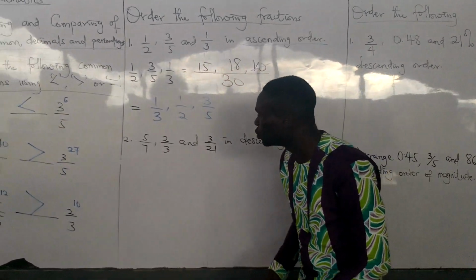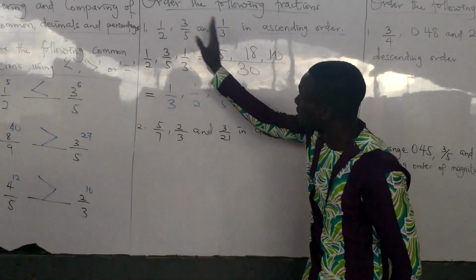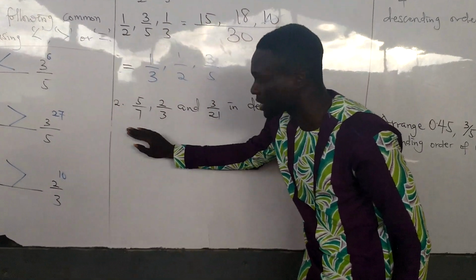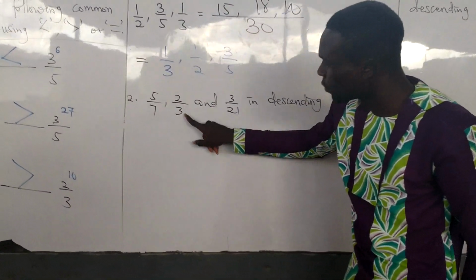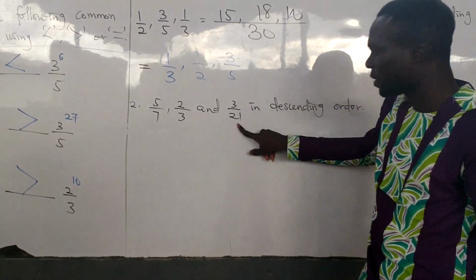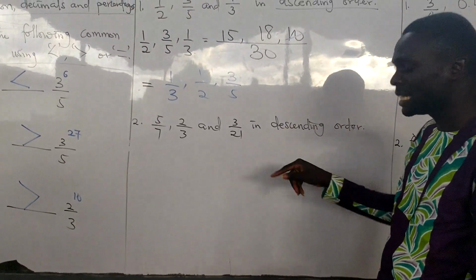Now we have number 2, which says, order the following, which is 5 over 7, 2 over 3, and 3 over 21, in descending order.